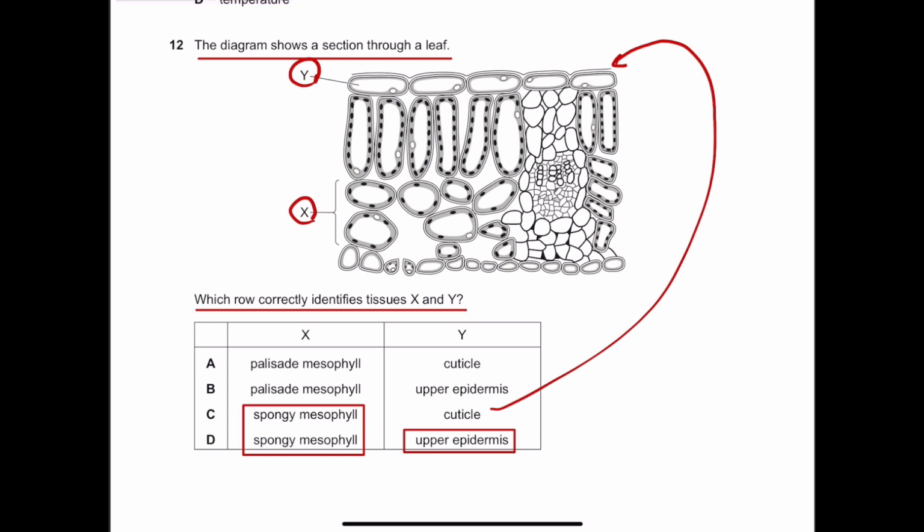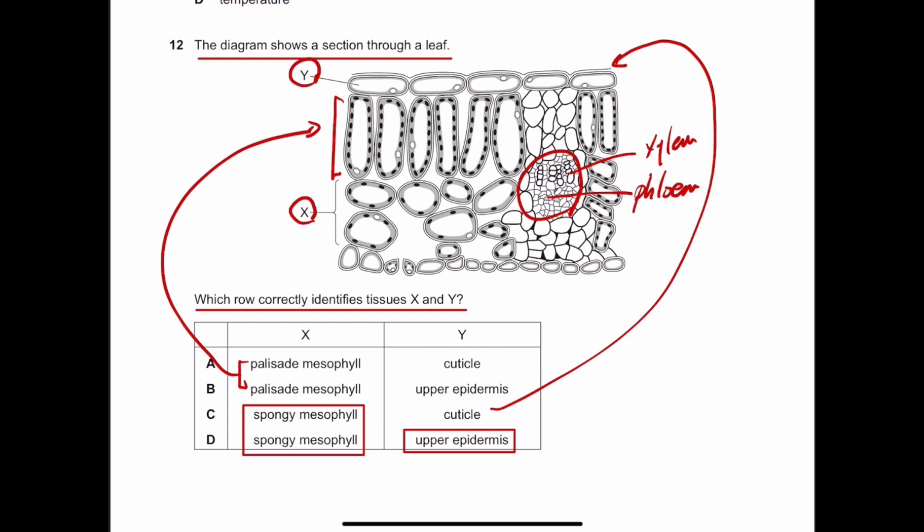Okay? And this part is palisade mesophyll cells or palisade mesophyll layer. And this looks like a vascular bundle. So this is the vascular bundle. It contains xylem and phloem. Okay, and these are guard cells, and the hole that the guard cells made is stoma or stomata.